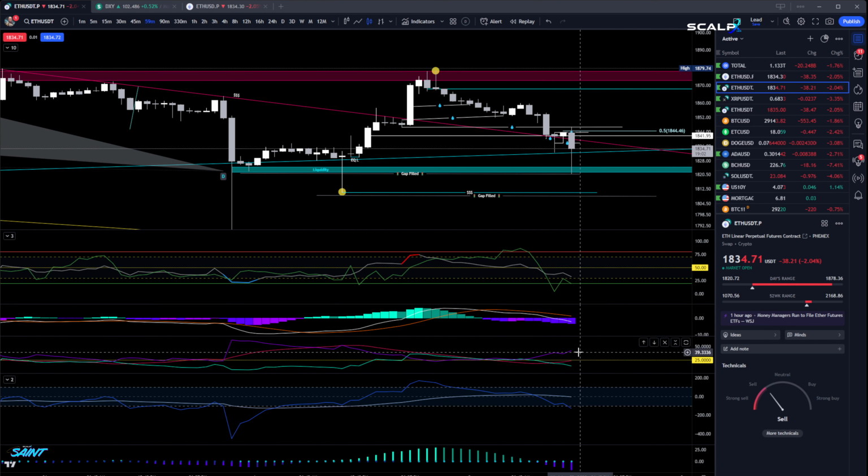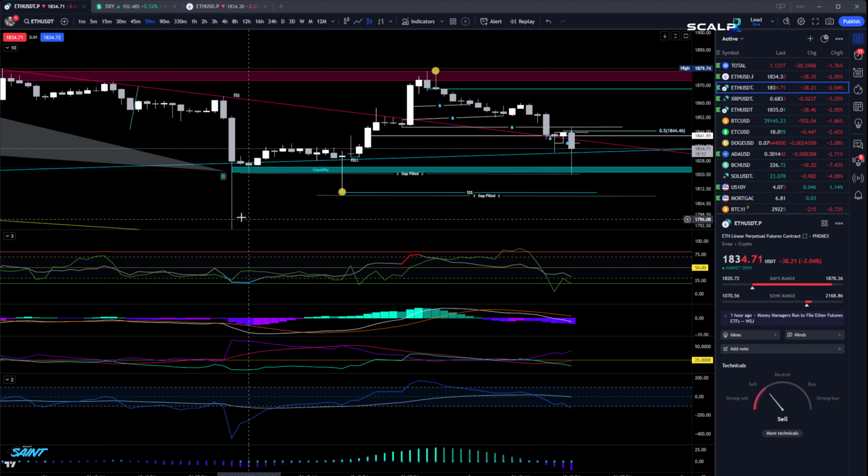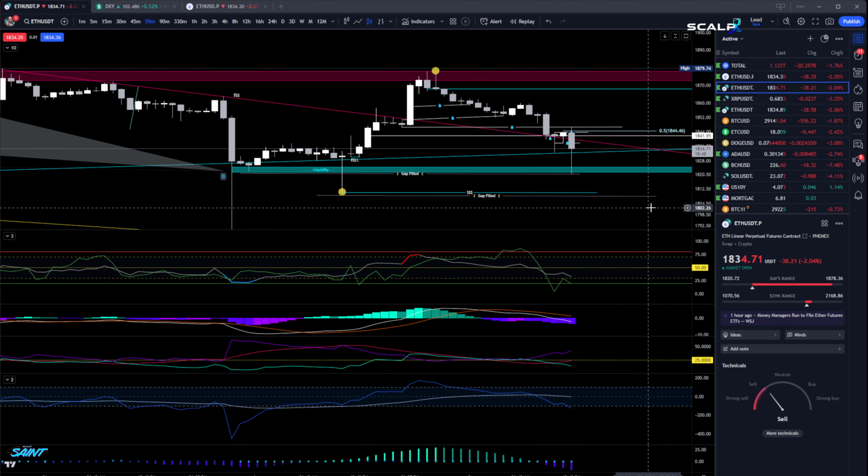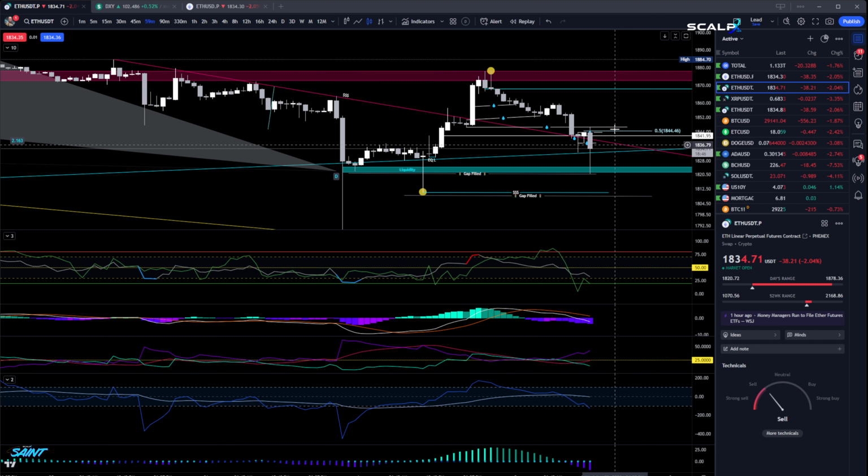Strength just picked up here. Entering into oversold on a 59-minute, but it's got some more wiggle room. It's got some more juice that it can push down on. So just be on your sticks when it comes to your longs.